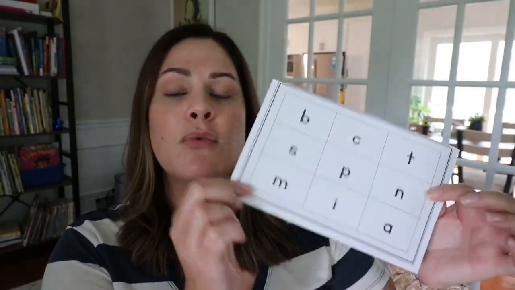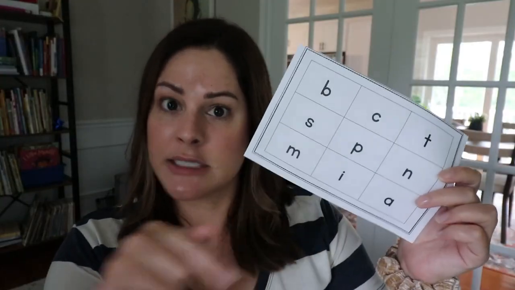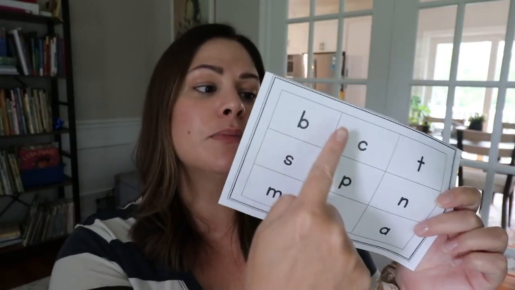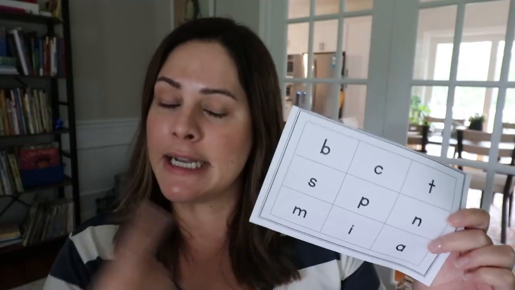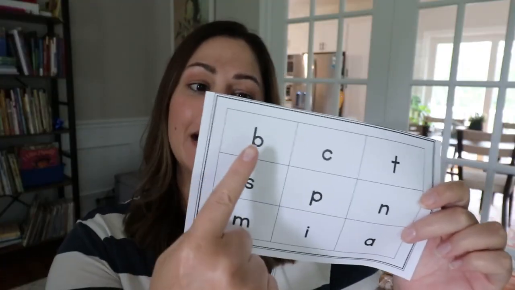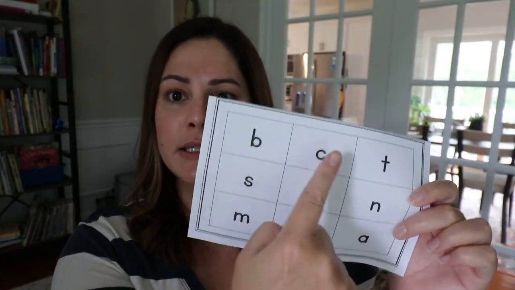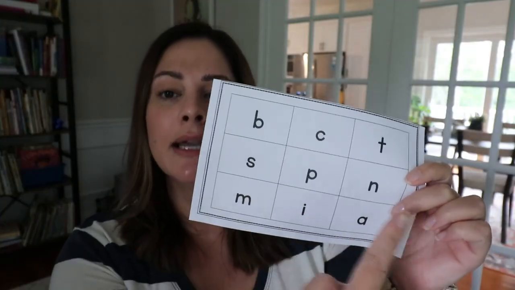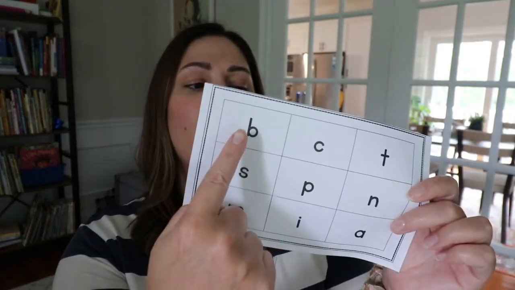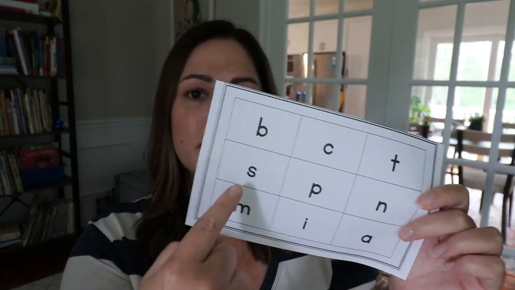So for kindergarten or first grade, or again, students that are working on CVC words, I might have them have one of these at their spot when they come over, and they will simply go to each square, and they can either, or do both, say the letter B, C, T, S, P, N, or they can say the sound. I would probably have them do both, or if anything, focus on the sound. So B, K, T, S.